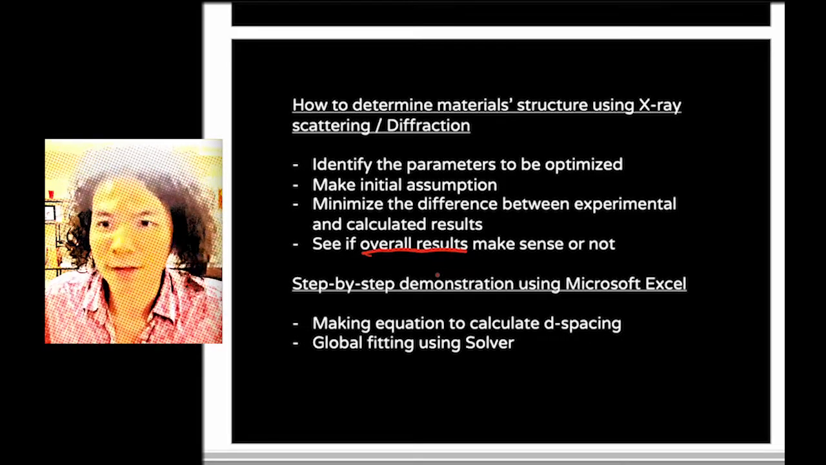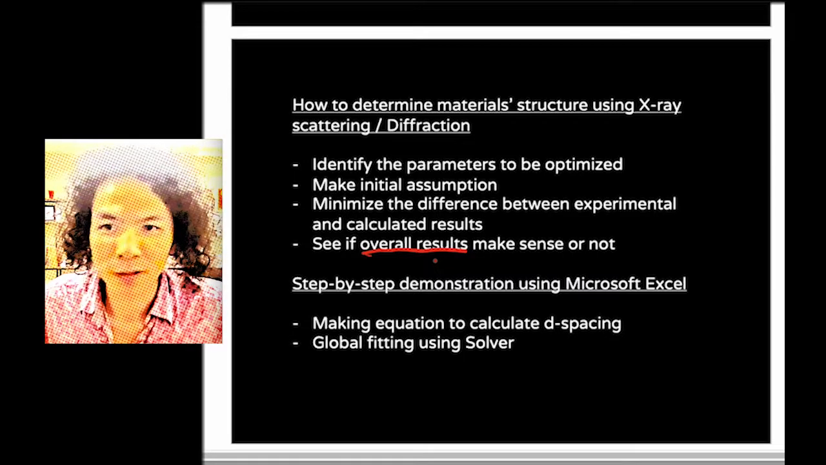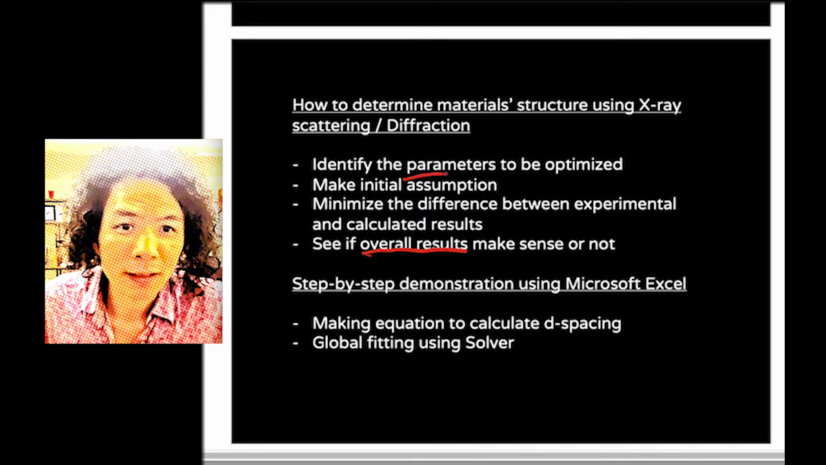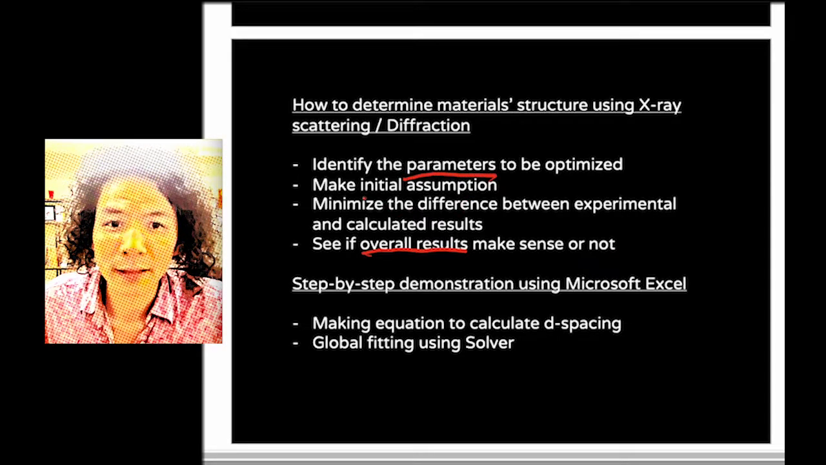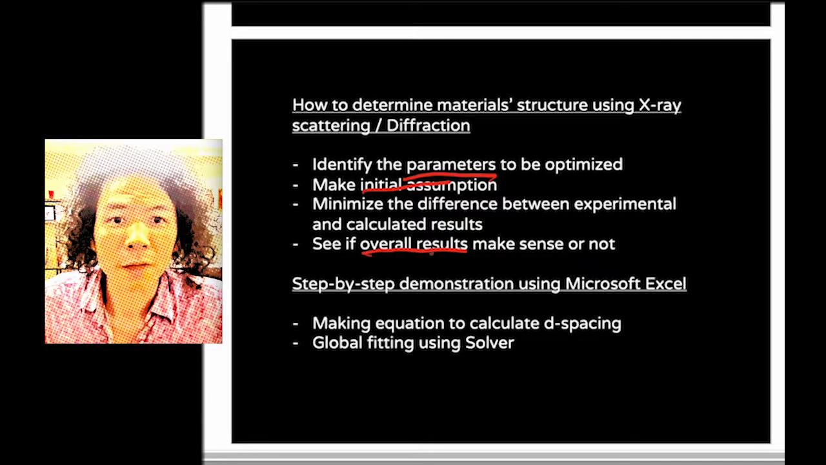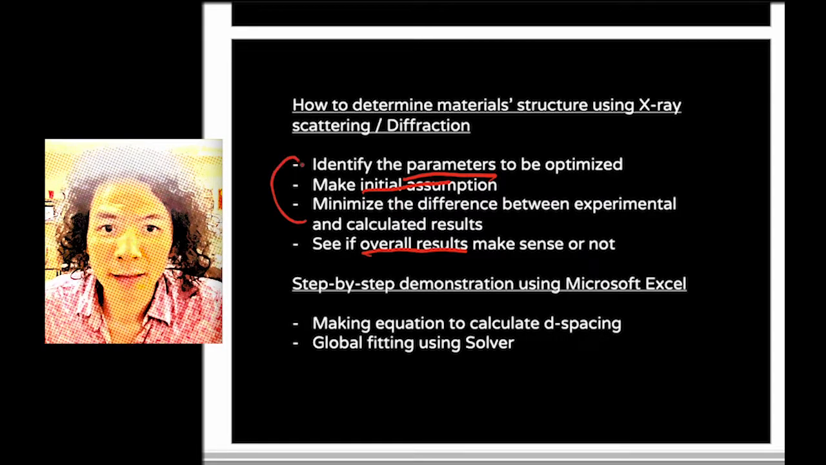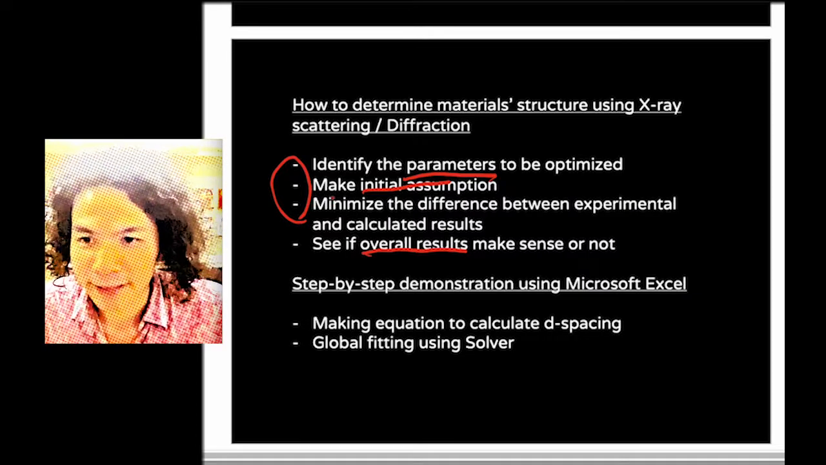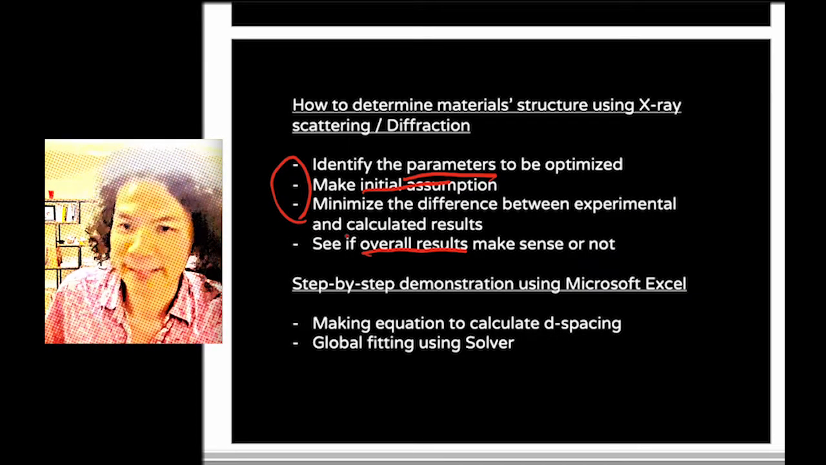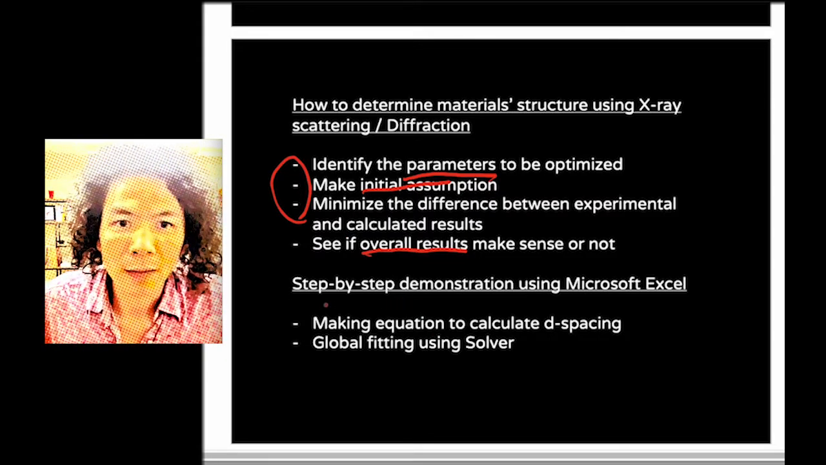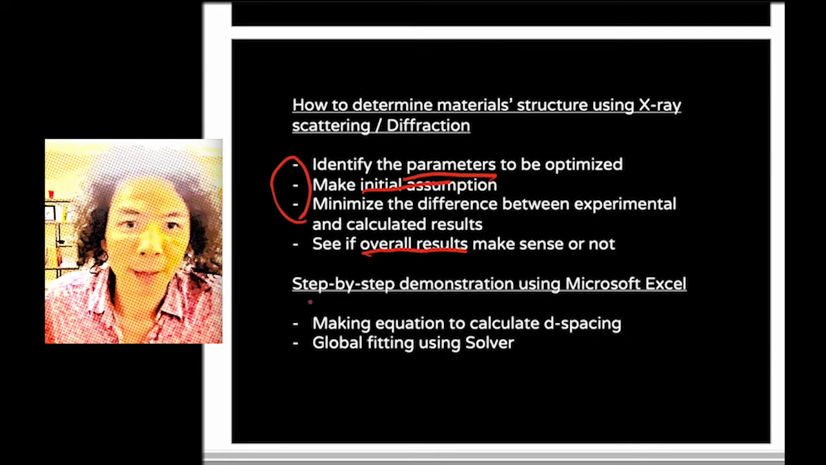And important thing is you need to make sure if it does make sense or not. If not, maybe the parameter cannot be determined or initial assumption is wrong. So if this doesn't make sense, you have to start over from step one, and basically you repeat this process until you get the nice satisfactory result. In the end, you can determine the structure of your material. And like I said, I'm gonna do demonstration in step-by-step fashion using just Microsoft Excel.